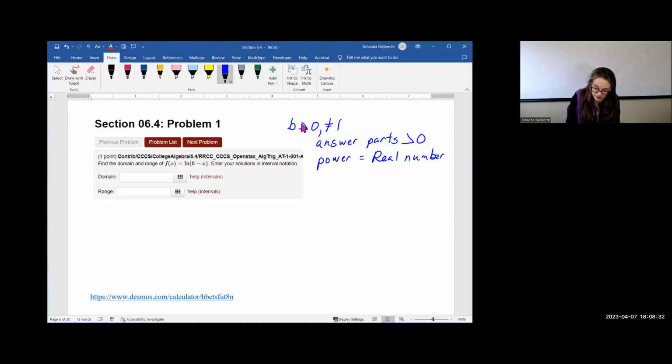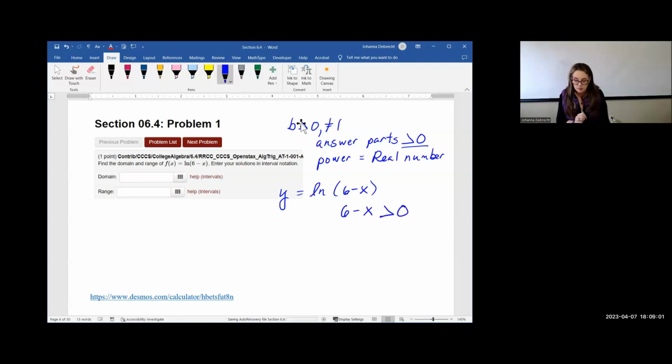So when we're looking at this equation right here, we have natural log of 6 minus x, and this can be equal to y. The base is not written, but we wrote ln, so the base is e, and the answer part is 6 minus x. Now that has to be strictly greater than zero. So we take the 6 minus x out, and we say you have to be greater than zero.